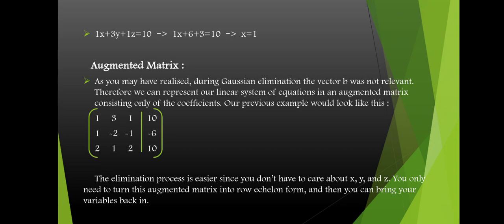Augmented matrix. As we have realized during Gaussian elimination, the vector b was not relevant. Therefore, we can represent our linear system of equations in an augmented matrix consisting only of the coefficients. Our previous example would look like this. The elimination process is easier since you don't have to care about x, y, and z. You only need to turn this augmented matrix into row echelon form and then you can bring your variables back in.